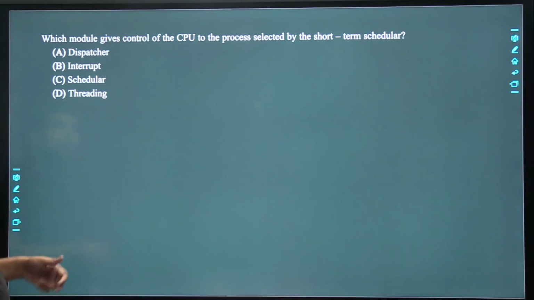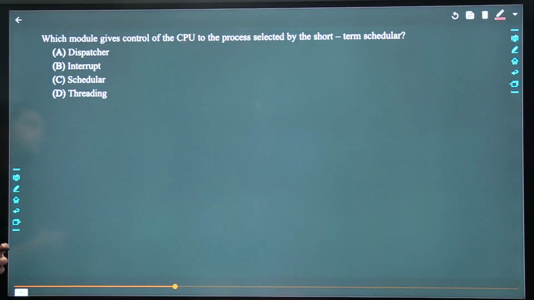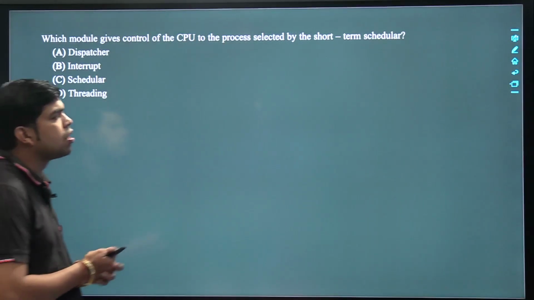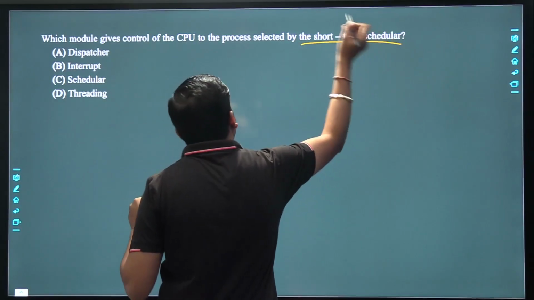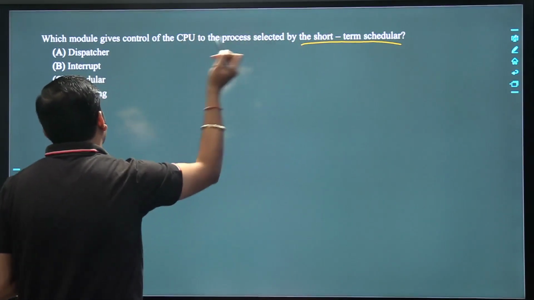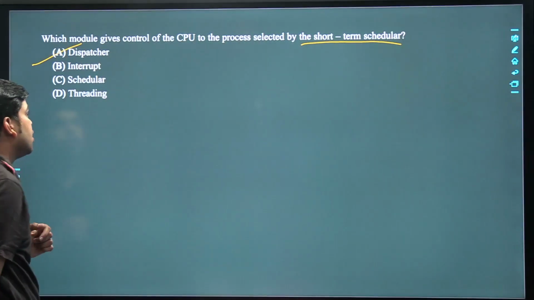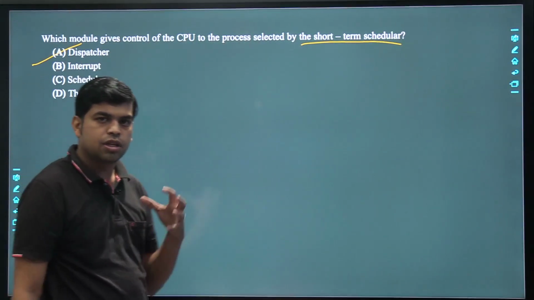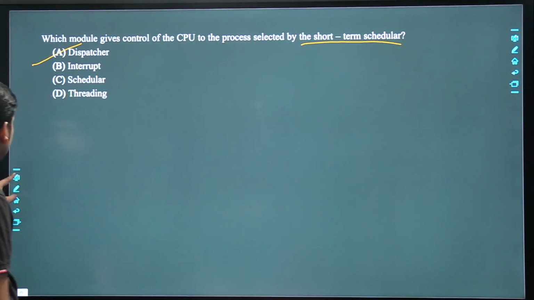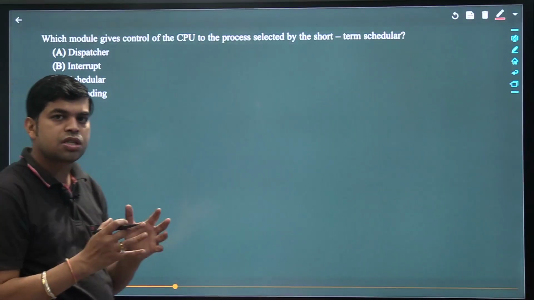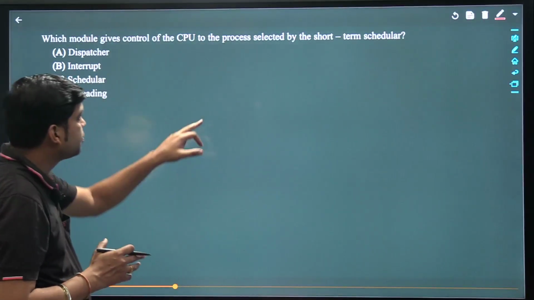Now, which module gives control of the CPU to the process selected by the short-term scheduler? That is the dispatcher, which we already discussed in the technique concept. Got it? So the dispatcher allocates the CPU to the process that is selected by the short-term scheduler.